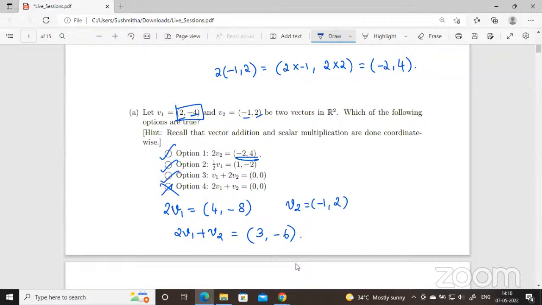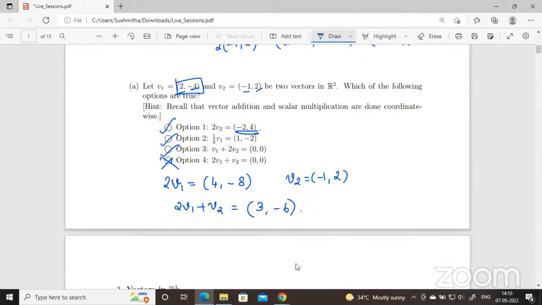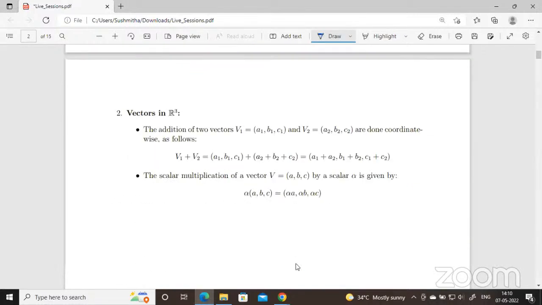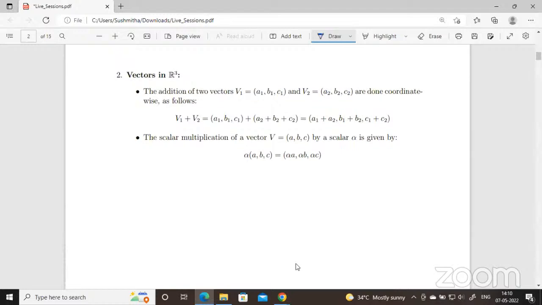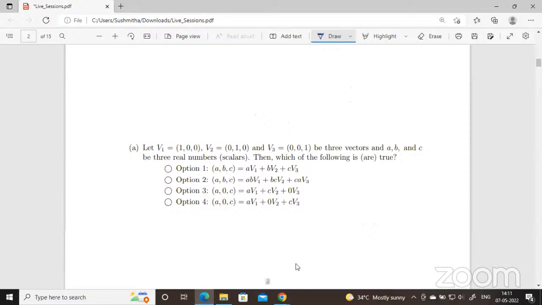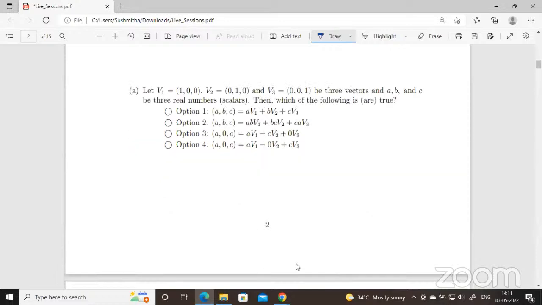So this is basics, and you all know about this. The same thing carries forward to R3 as well, where the vectors have 3 components: the x component, y component, and z component. Again, you add 2 vectors in R3 coordinate wise, and you do scalar multiplication coordinate wise.